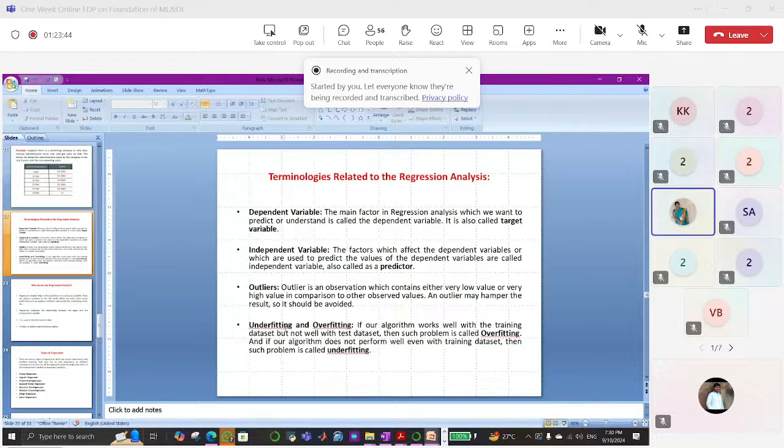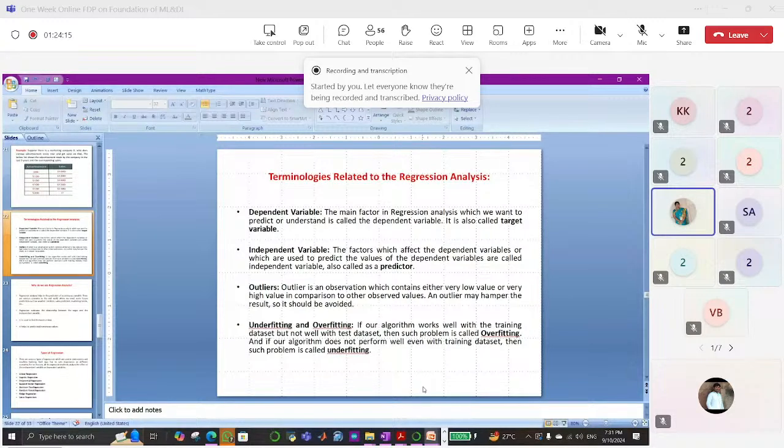And the next one is underfitting and overfitting. This is regarding the training data set and the testing data set. If our algorithm works well with the training data set, but not well with the test data set, such a problem is called overfitting. So overfitting is related to our training data set. Our system works well with the training data set, so that is called overfitting.